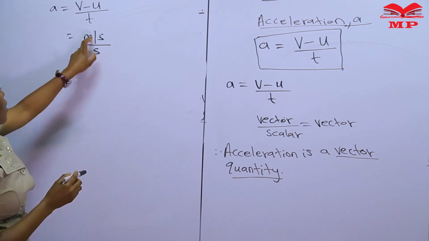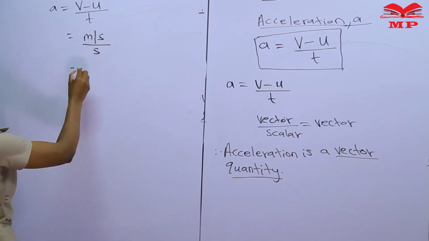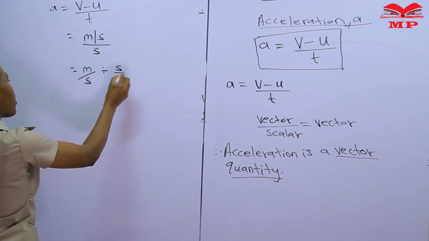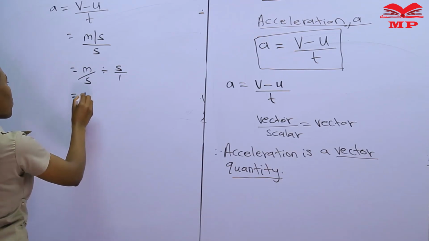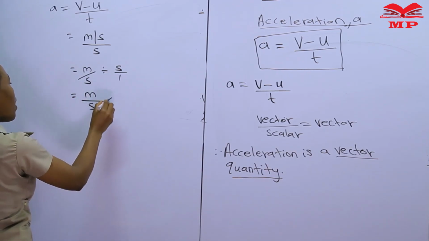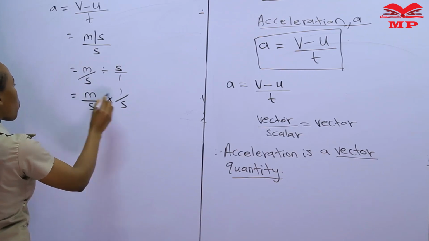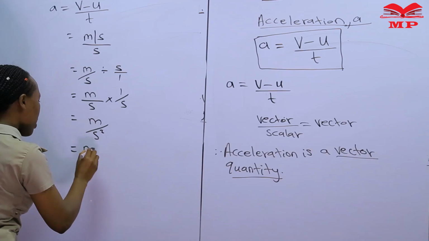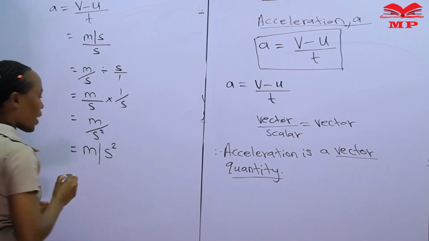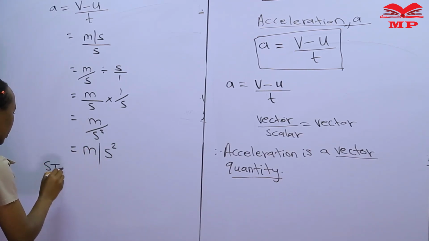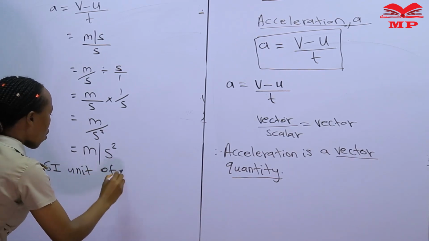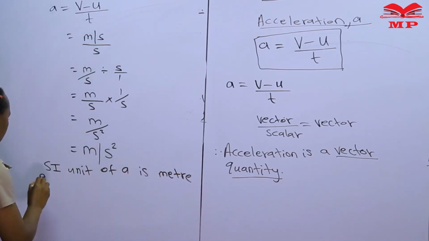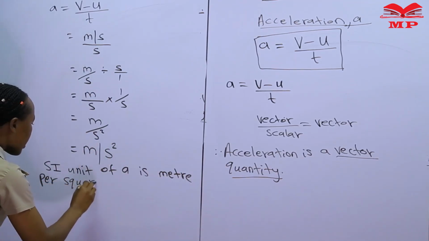So when we divide meters per second by the seconds, we are going to have meters per second divided by the seconds. This is always over 1, a whole number. So we'll have meters per second multiplied by 1 over second. So we are going to end up getting meters per second square. And therefore the SI unit of acceleration is meter per square second.